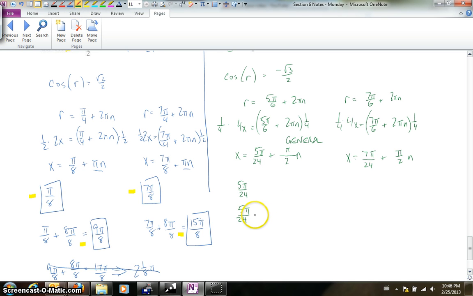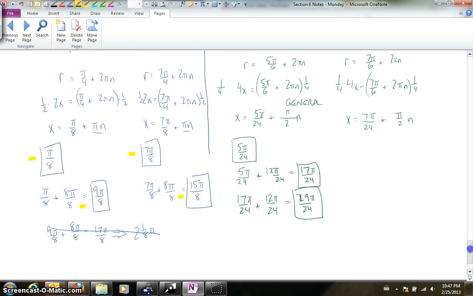So 5 pi over 24 plus pi halves. I'll go ahead and make that into a common denominator. So that would be 12 pi over 24. So I get 17 pi over 24. It should be clear that's less than 1 whole pi, so that's still a solution. Now we'll take 17 pi over 24 and add another 12 pi over 24. That's 29 pi over 24. That's still less than 2 pi.